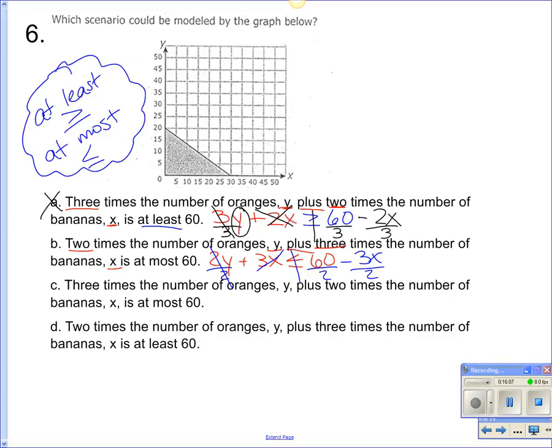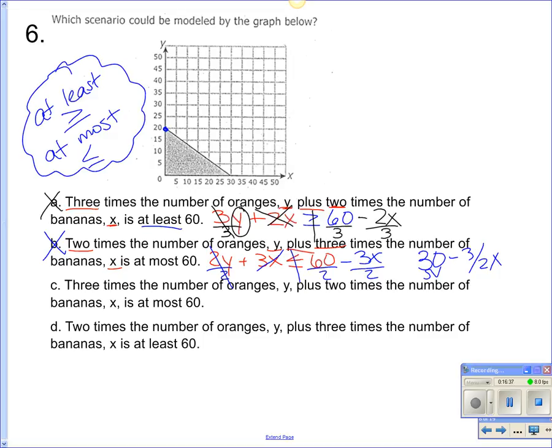Okay, let's also look. What's 60 divided by 2? You have a calculator. 30. 60 divided by 2. You have a calculator. 30 minus 3 over 2x. 30 is my starting value. It doesn't have the x. Does it start at 30? Nope. Okay, so B doesn't work. B says 30. 20. All right, C.